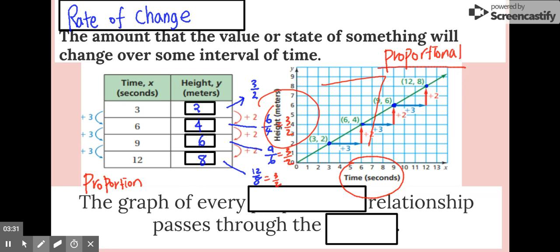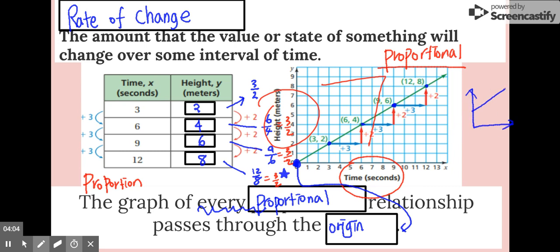And as you see, the graph of every proportional relationship passes through, where? Passes through the origin. So all proportional relationships pass through the origin, okay? So if it doesn't pass through the origin, for example, like this, then this is not a proportional relationship.